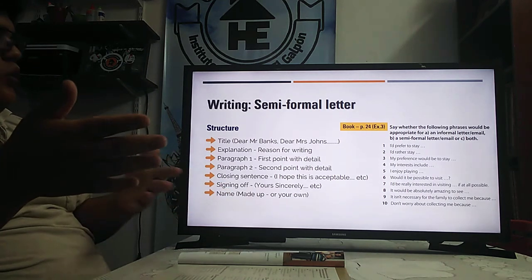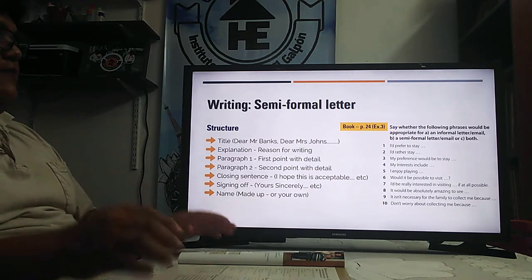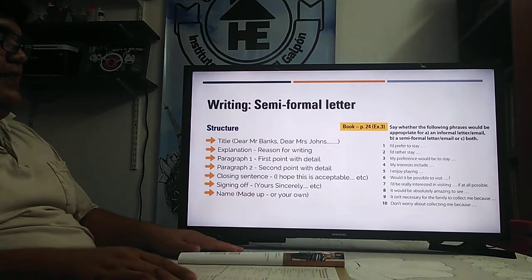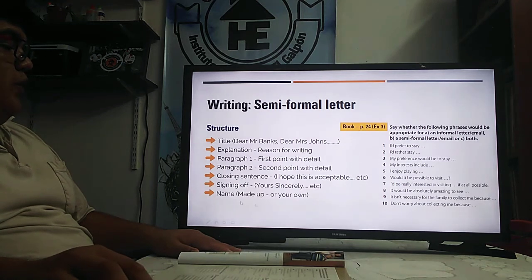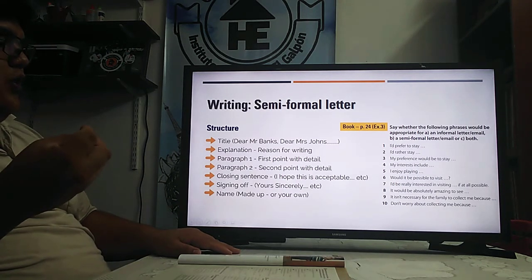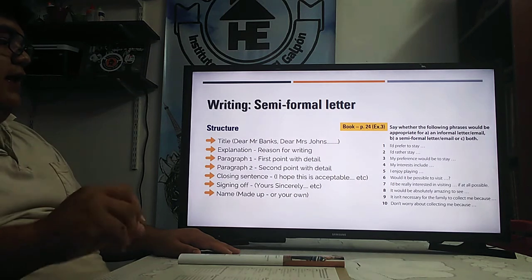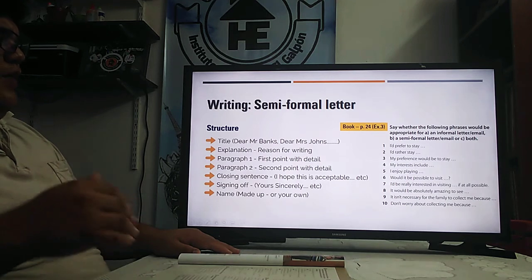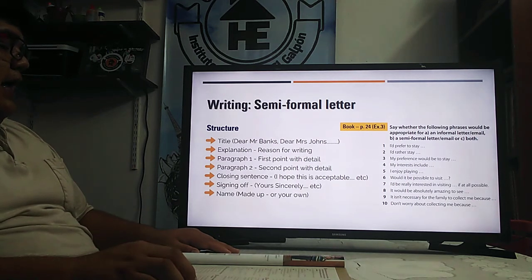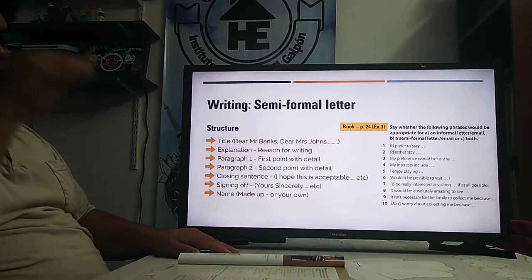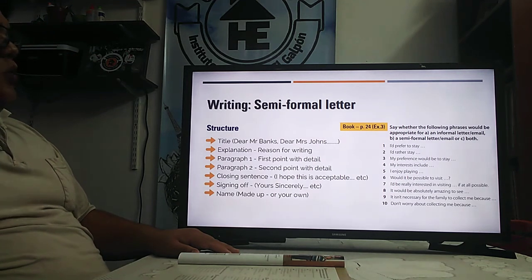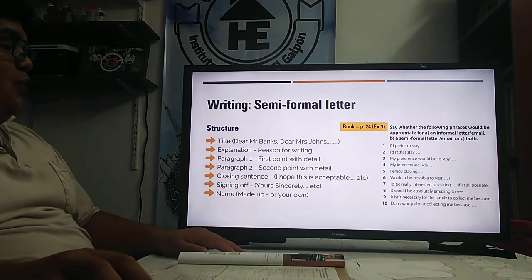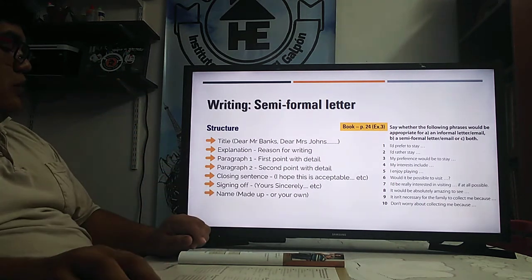Then you can have 2 or 3 paragraphs with the details for your writing. That is, these 2 paragraphs are going to be the support of the first one. They are going to be the details, the reasons in further detail while you're writing. Then you have a closing sentence, for example, I hope this is acceptable, and signing off. You can end with yours sincerely or yours faithfully. Then I'm going to explain the difference between these 2 expressions.